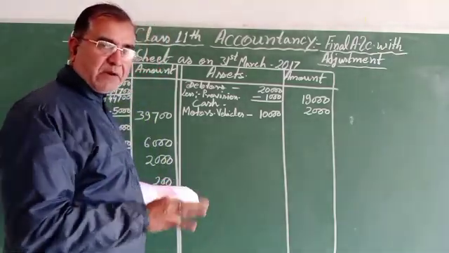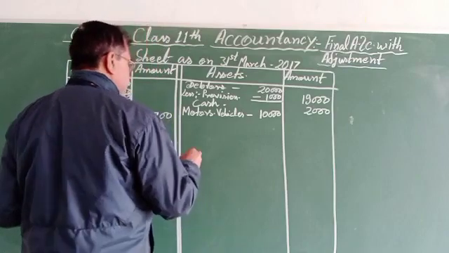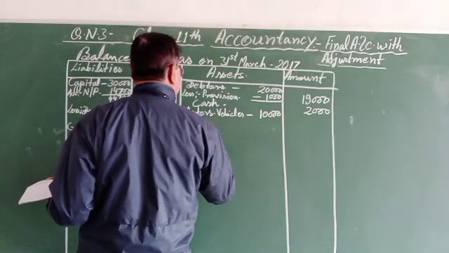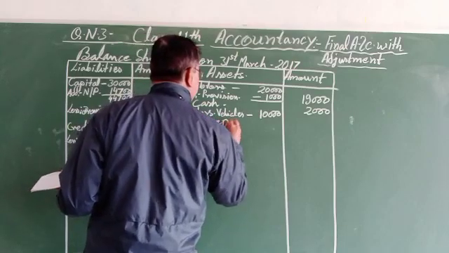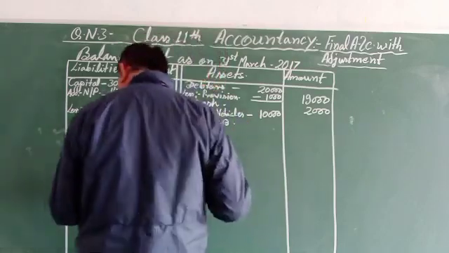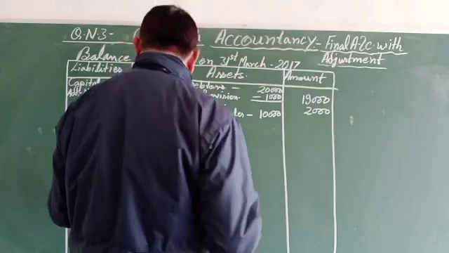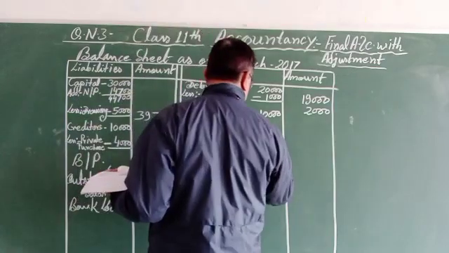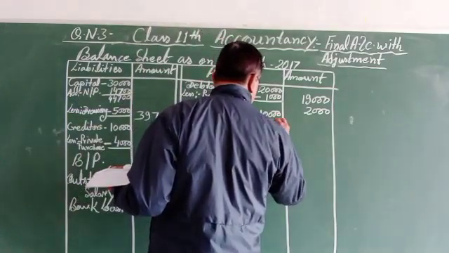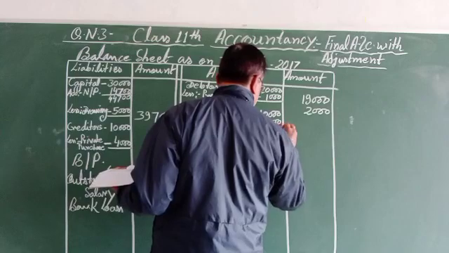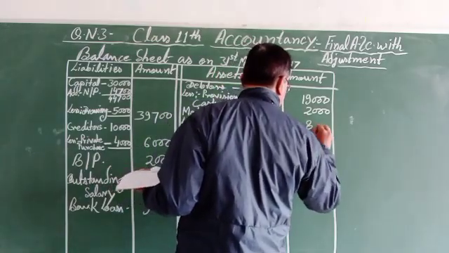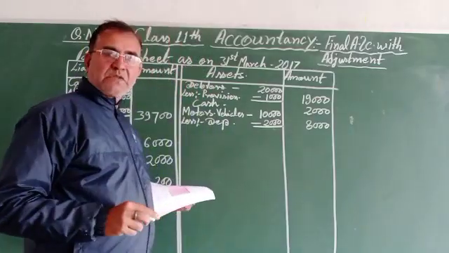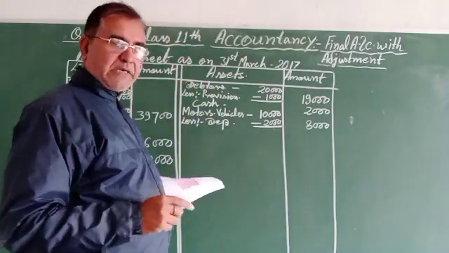will be deducted from the value of the asset, motor vehicle less depreciation. Less depreciation, that is 20%. The 20% in the additional information given is minus 2,000. Minus 2,000, that will be 8,000.